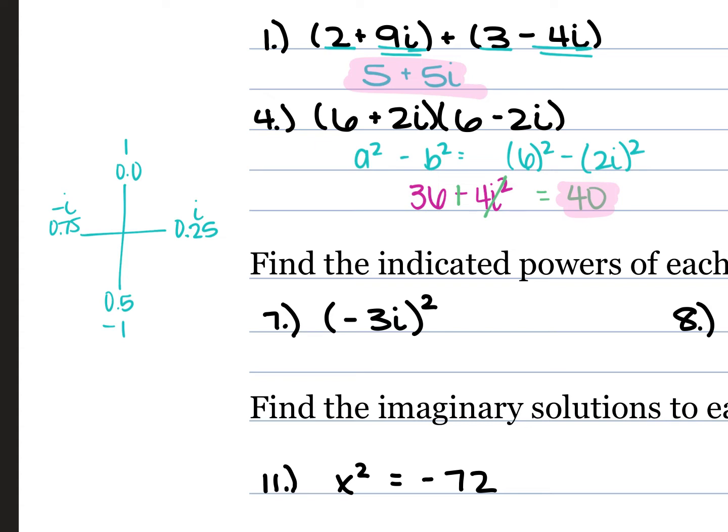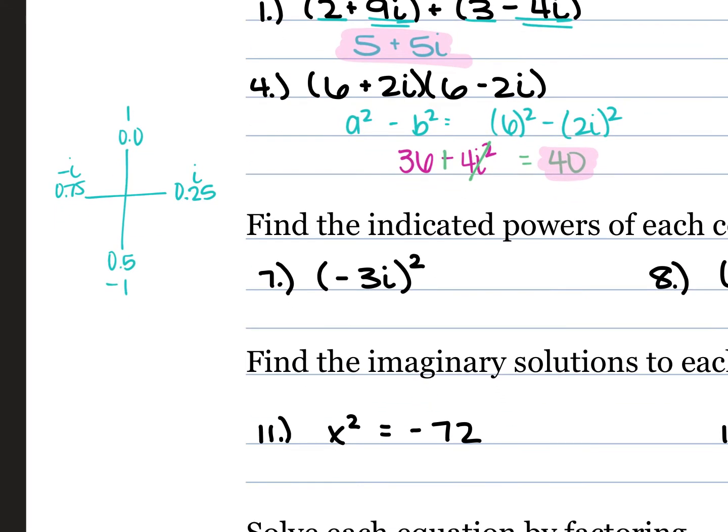For number 7, you have negative 3i to the second power. This is the same exact thing as saying 9i squared. So if we divide that power of 2 by 4, it's 0.5 or 1/2. So that i squared is going to turn into what? If we look at our table or our chart, that 0.5 is negative 1. So that's just 9 times negative 1, which gives us negative 9.